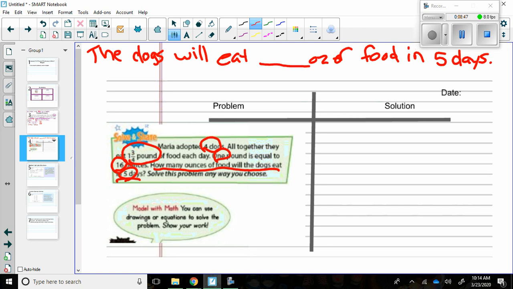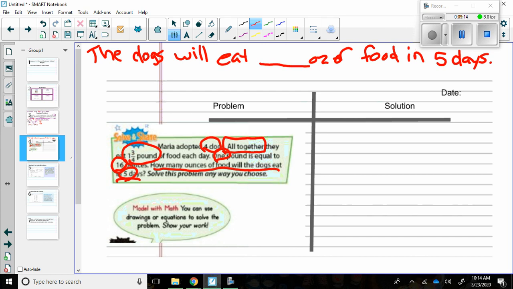Next, we need to box the keywords. Maria adopted 4 dogs. All together, they eat 1 3/4 pounds. I think all together is a really important word to box because it's not saying that each dog ate 1 3/4 pounds. It's saying that all 4 of them together ate 1 3/4 pounds of dog food.